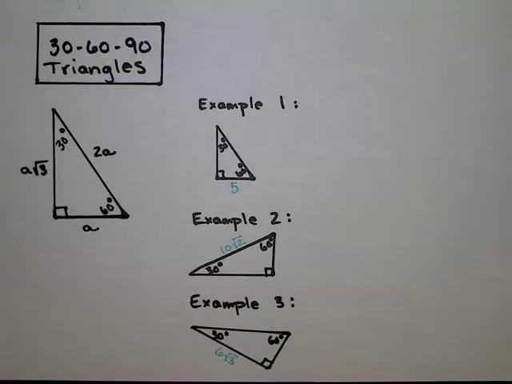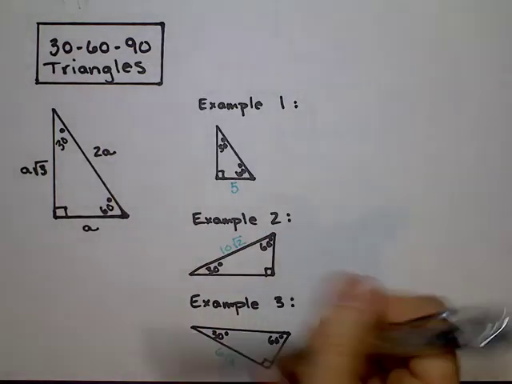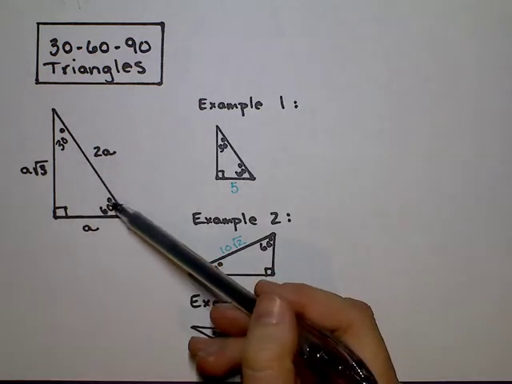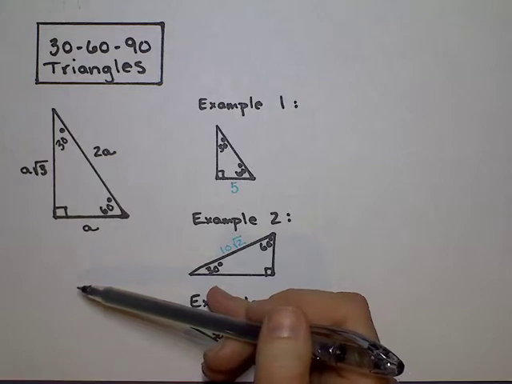In class, we talked about two different types of special triangles. The easy ones were the 45, 45, 90s. However, this video talks about the ones that are a little bit more challenging, which are the 30, 60, 90s, which refer to the degree measurements within the triangle, which are 30, 60, and 90.